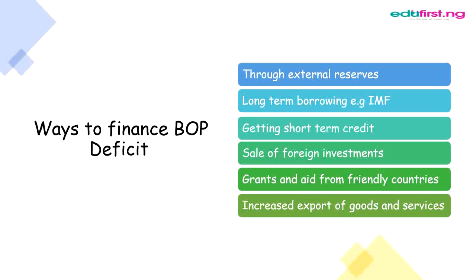Or the government may decide to increase exports of goods and services. But before export of goods and services can be increased, there must be production. So the government will have to focus on productive activities in the economy for it to increase exports of goods and services.